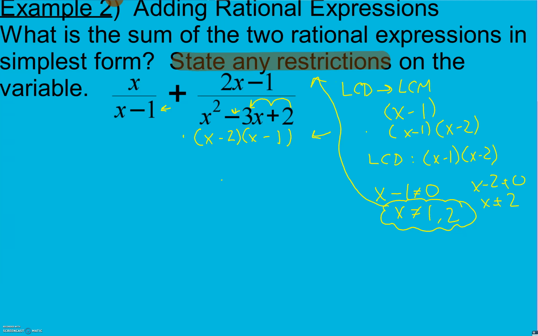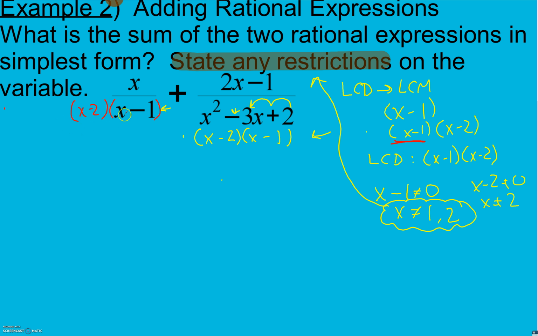Now, before I can add my fractions, I have to get common denominators. My second fraction here already has the common denominator, my LCD, x minus 1 and x minus 2. My first fraction, though, doesn't. All it has is the x minus 1. I still need the x minus 2. So I'm going to go ahead and multiply the denominator by the x minus 2. That gives me my common denominator.